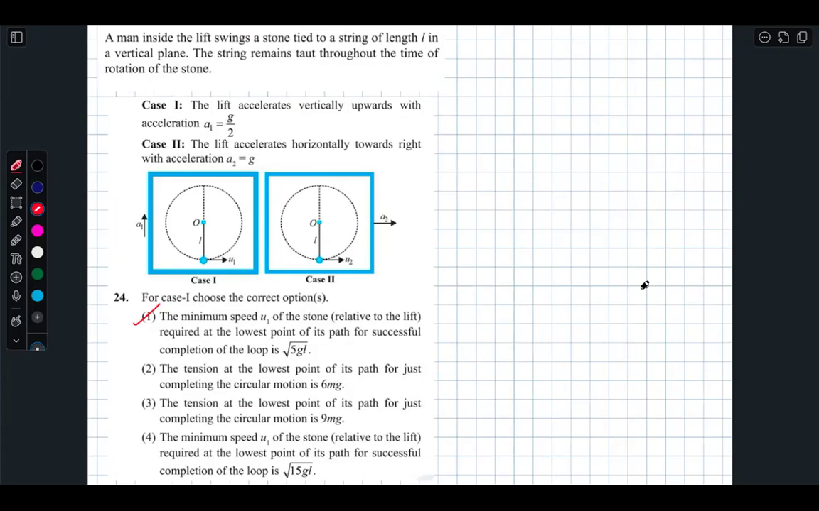Yes, anyone? First part of the question, are we clear? The lift accelerates vertically upward with an acceleration a1. The minimum speed u1 of the stone relative to the lift required at the lowest point of its path for successful completion of the loop is root 5 gL. Is it true or not? How?